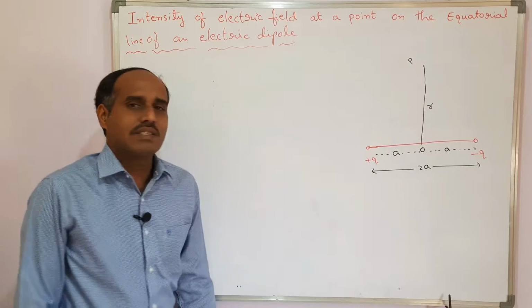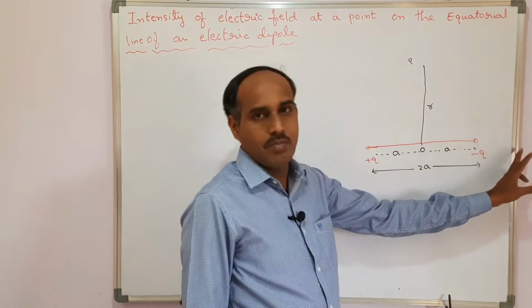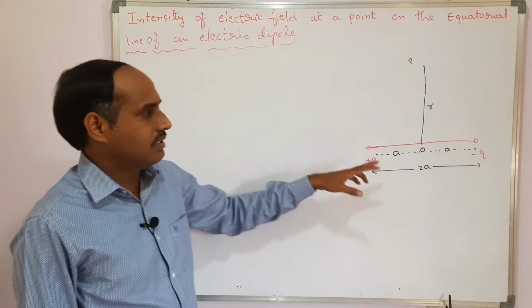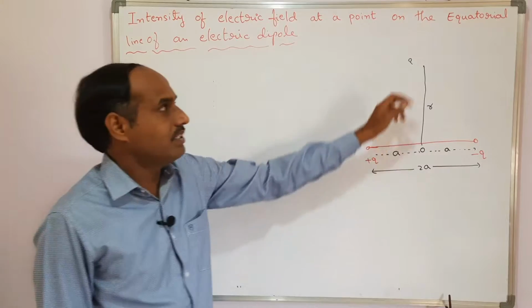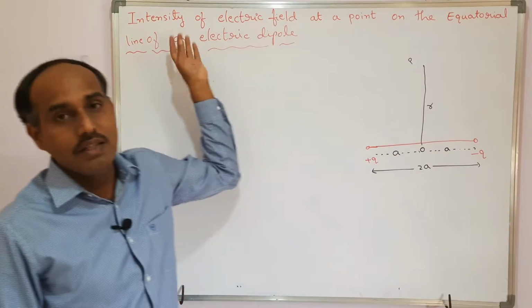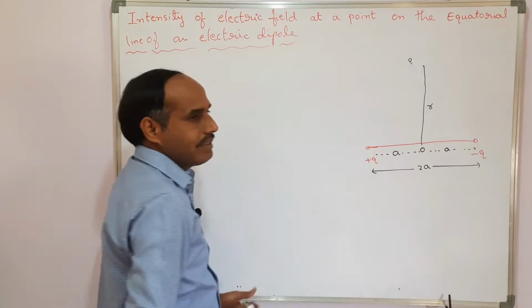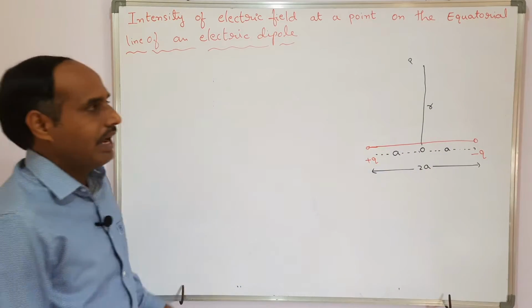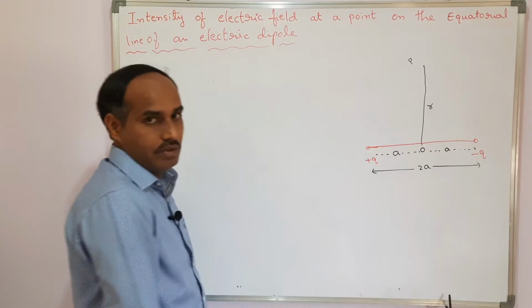In the last video we discussed the expression for electric field strength on the axial line of the electric dipole. So now, in today's video, we will discuss the expression for E on the equatorial line of the electric dipole. So what do we mean by the equatorial line here? The line passing through the center perpendicular to its length is called the equatorial line, and this point is at a distance of r from the center of the dipole.